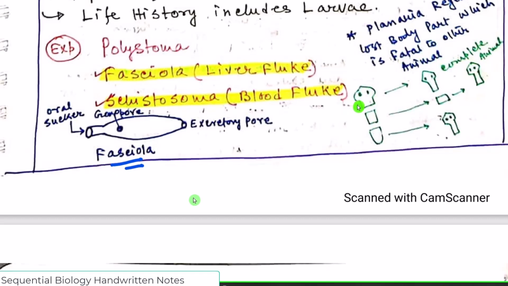And the Planaria regenerates lost body parts, which is fatal to other animals. Suppose this is a Planaria, and the Planaria shows regeneration power. This Planaria body is divided into three parts, and from each part a complete animal develops, but this process may be fatal to any other animal.